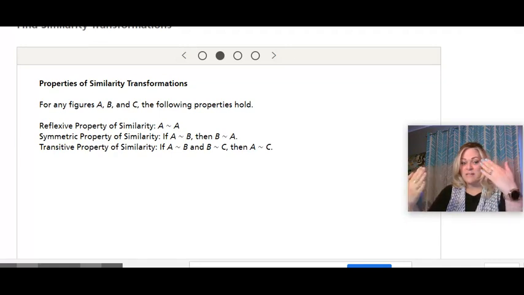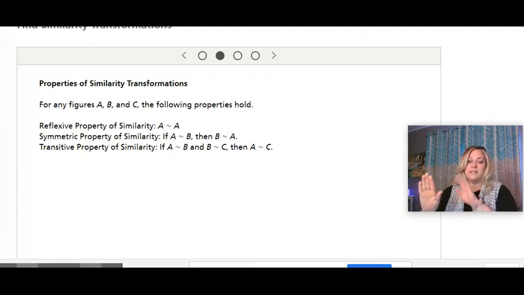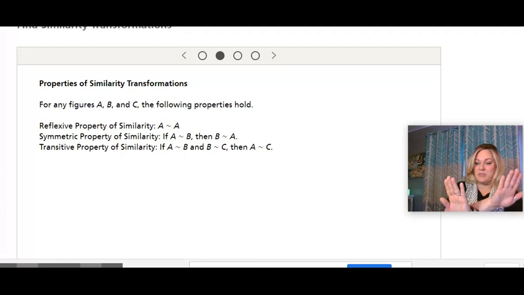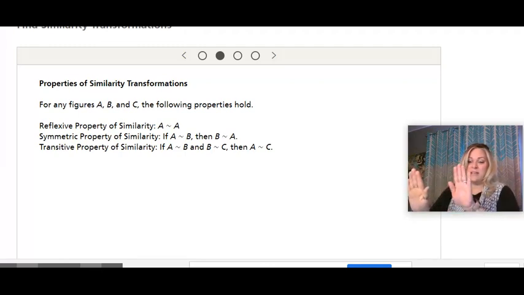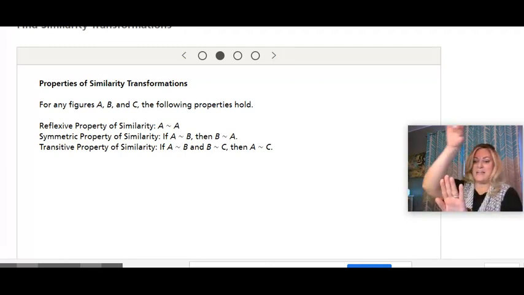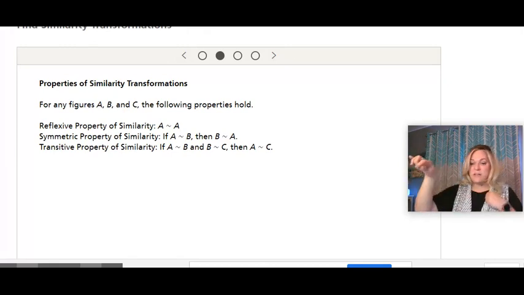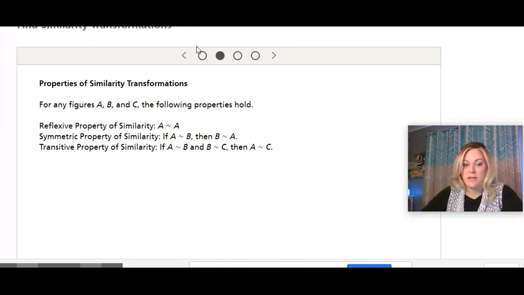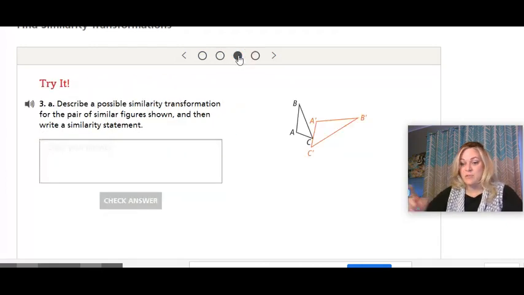So the similarity properties still work. The symmetric property works even if it dilates in size. And the transitive property: if you have a triangle similar to another triangle, and this triangle is similar to a third triangle, then basically you skip the middleman. So this original is similar to this. If A is similar to B and B is similar to C, then A and C are similar. You're getting rid of that middleman, and that is the transitive property. And that still applies in rotation, reflection, translation, and dilation.